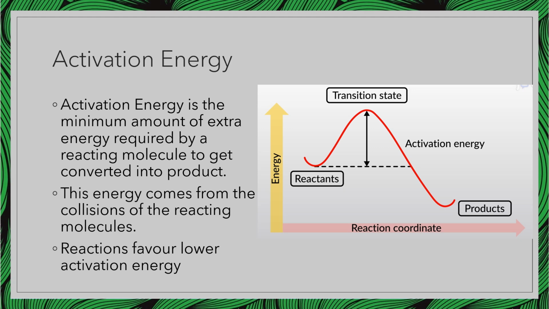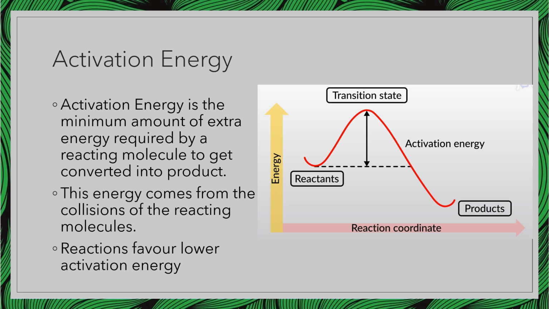The extra energy comes from the collision, so we basically get the kinetic energy of the colliding molecules. So remember, they're always moving around, bouncing around. They collide into each other. That gets transformed into their chemical potential. So bonds are formed, makes this high energy activation complex, and then it moves onto the products.